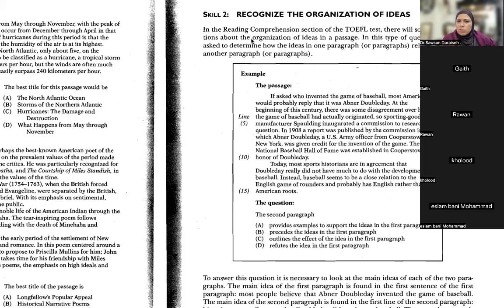But let's just quickly read this, okay? The passage. It's a passage made of what? Two paragraphs. How do we know two paragraphs? Look, there's indentation. If asked who invented the game, of course there is no title. You know why? Because the title would indicate the content, and they don't want to help you.